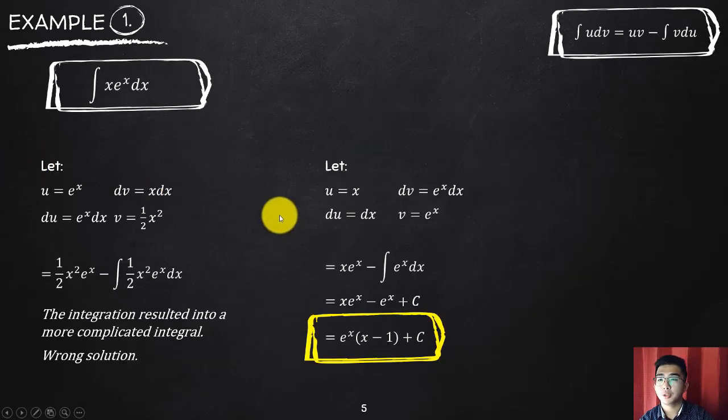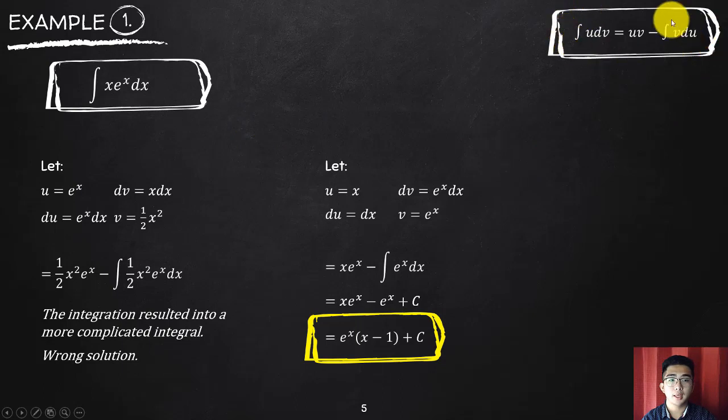So let's now proceed to example number 1. For number 1, we have a very easy one. That is just the integral of x e raised to x dx. Since integration by parts is a good technique to use when your integral is a combination of different types of functions, this one we have an algebraic function, and here we have an exponential function. So let's try to solve this using integration by parts.